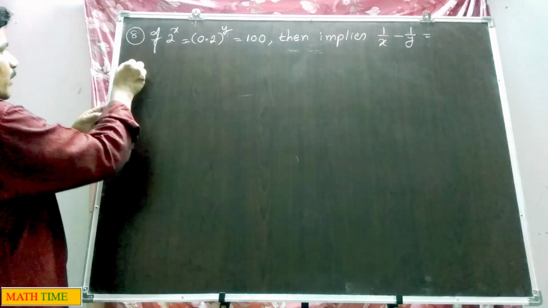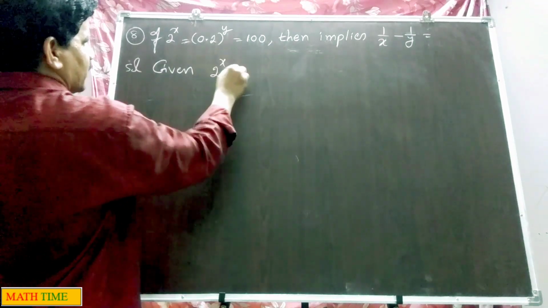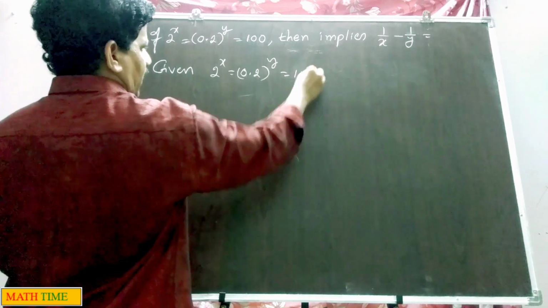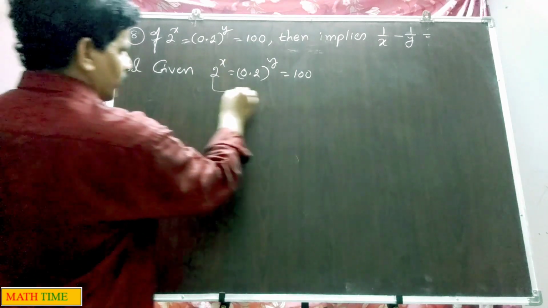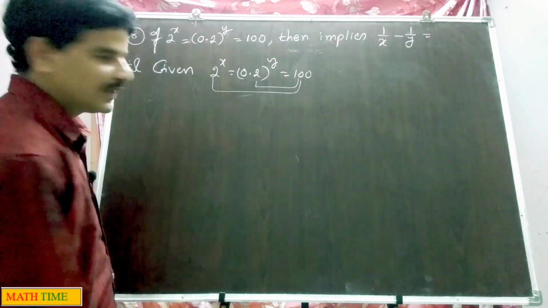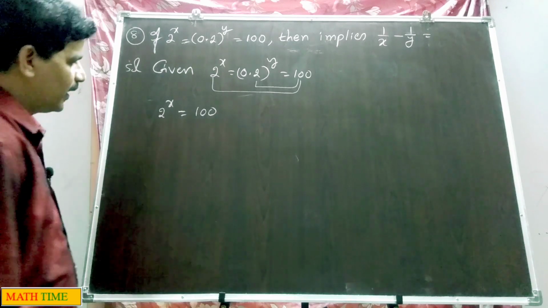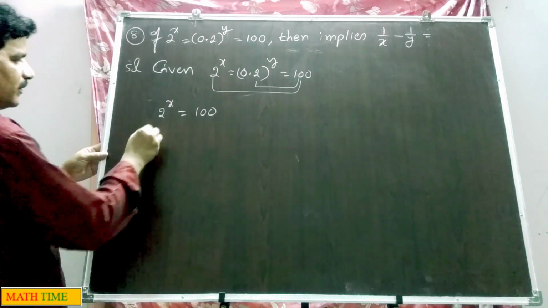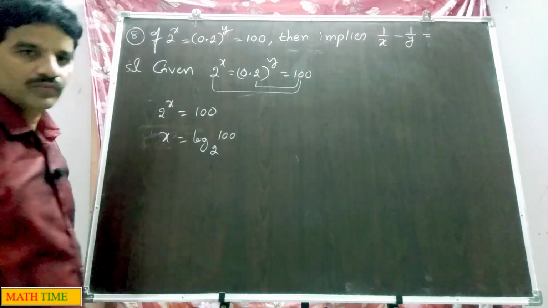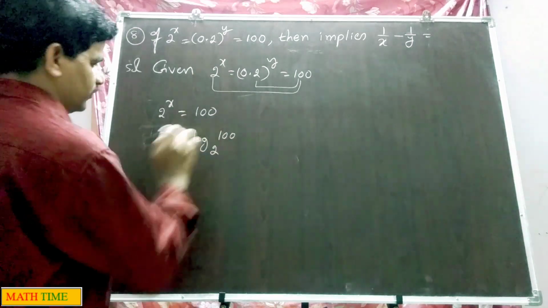See here. Solution. What is given? Given that 2 power x equal to 0.2 whole power y equal to 100, means this equal to this and then this equal to this. First let us take 2 power x equal to 100. By definition of logarithms, x is equal to log 100 to the base 2. Whatever the base in LHS becomes the base of log 100, right?